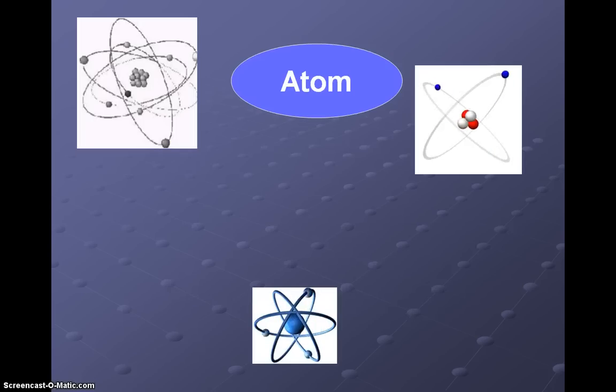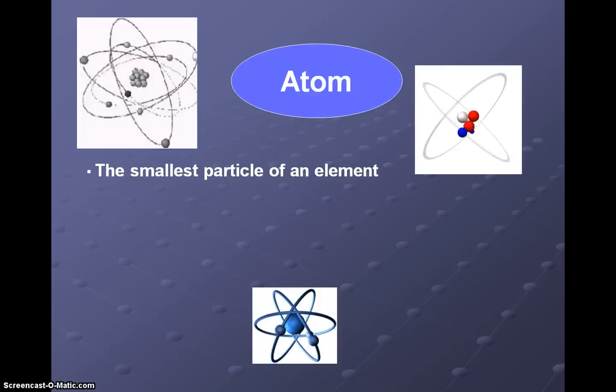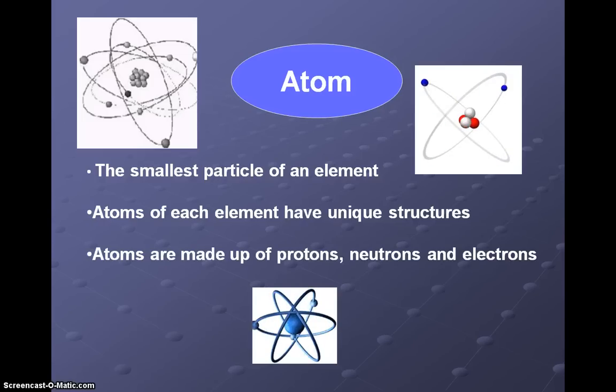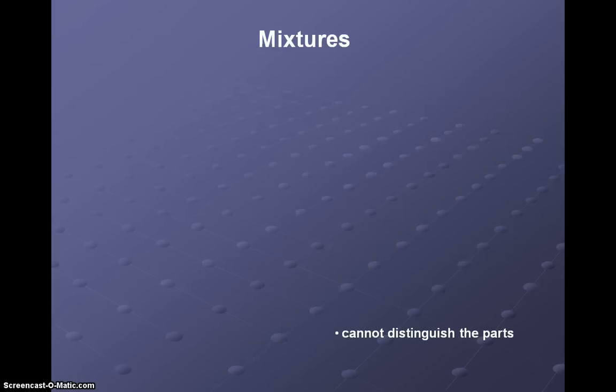Now I'm just going to talk a little bit about an atom here, which will come into play in the next unit when we learn about the structure of atoms and elements. So an atom is the smallest particle of an element, and each element has atoms that have a unique structure. And they're made up of what we call subatomic particles, which are protons, neutrons, and electrons. And in the next unit, we're going to learn all about the proportions of the protons, the neutrons, and electrons, and how that affects what element we have.